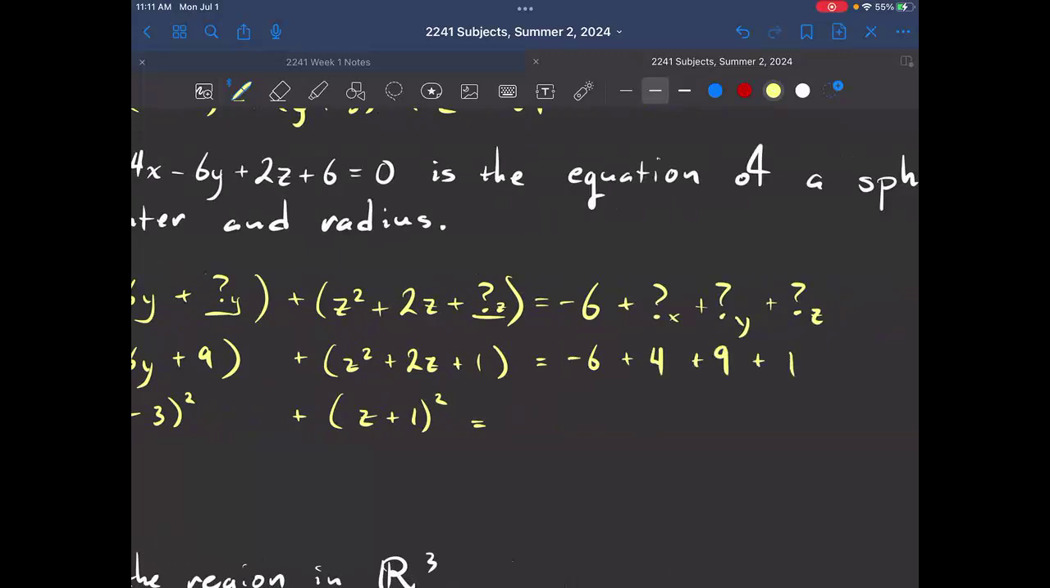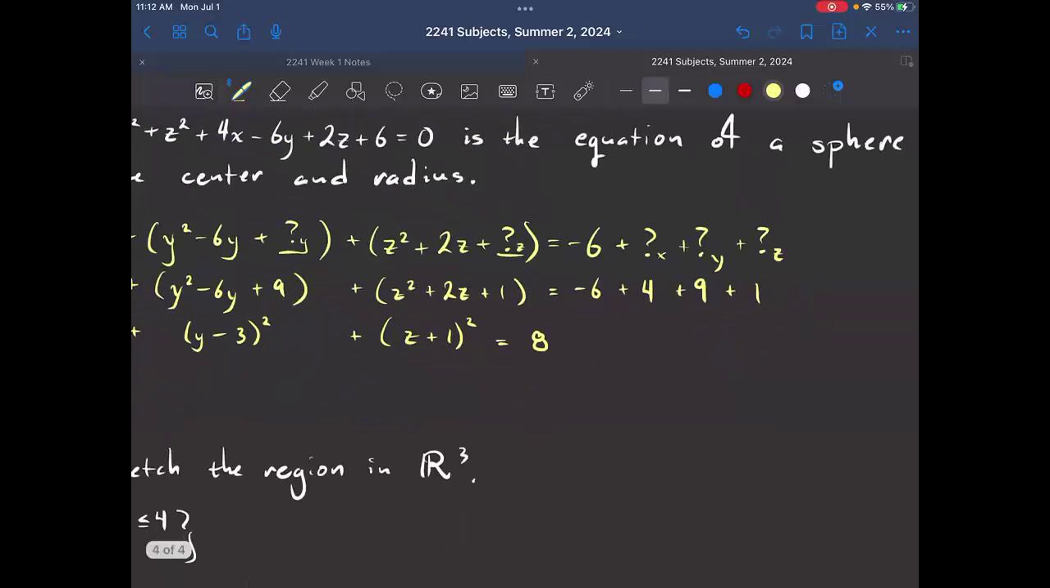And what does that give us? Well, negative 6 and 4 and 1, that's negative 6 and 5, so we get negative 1. And then 9 minus 1 is 8, so we have 8 on the other side. Okay, but now remember that the standard form for the equation of a sphere has this side squared, so we need to write 8 as something squared. Well, that's pretty easy. How about the square root of 8 squared?